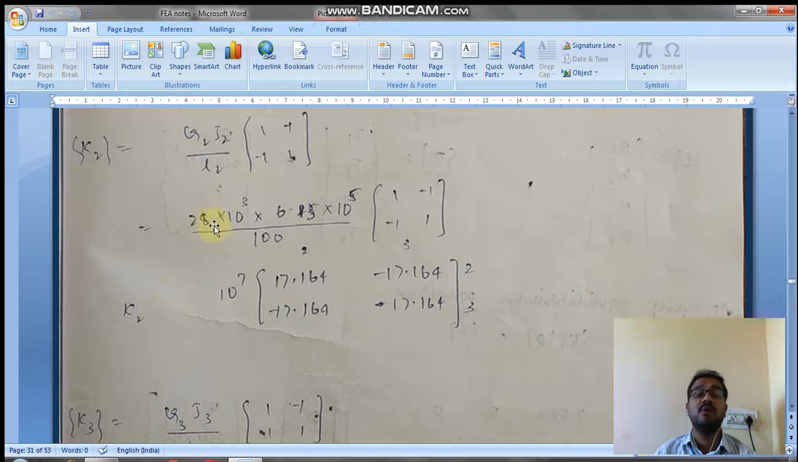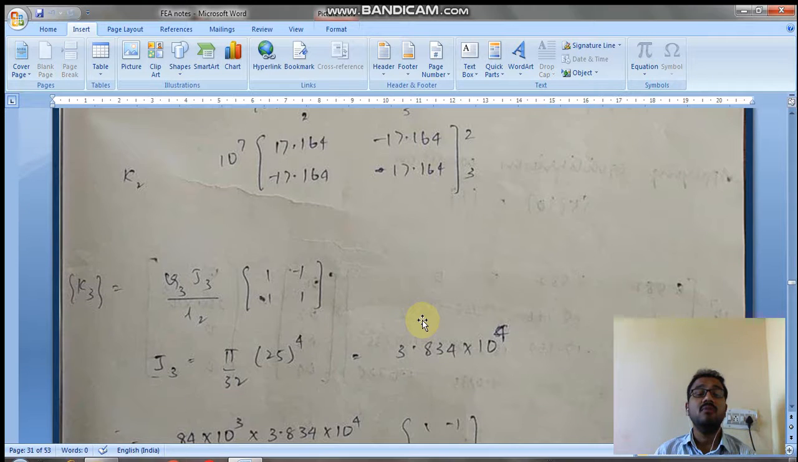G2 is again for aluminum, so it is the same, and L2 value is different, that is 100. I will be substituting everything in the formula. After simplification, I will be getting the value 17.164 in this location, and minus 17.164 in this location, and minus 17.164 in the 2 3 location, and plus 17.164 in the 3 3 location.